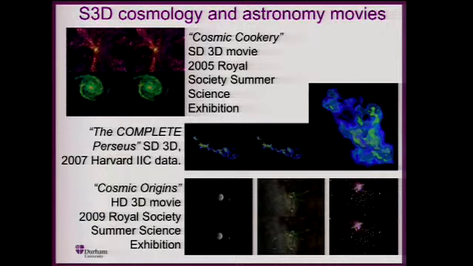The Complete Perseus was a similar one we did with Harvard. And then this year we've gone to an HD resolution movie, Cosmic Origins, which you'll see after the presentations today. The first one was about the large scale structure in the universe. The Cosmic Origins movie was about how galaxies form. And because this is a very 3D thing, I hope you'll see that it's better to see it in stereoscopic 3D than it is to see it in 2D.